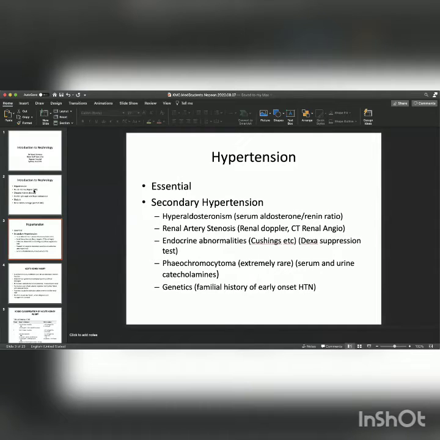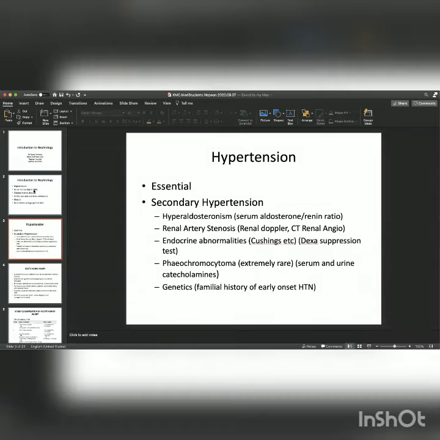I just put one slide for hypertension because even though it's very common, what is more important for us is to understand what is essential hypertension and what is secondary hypertension. Essential hypertension is the most common cause, where as you get older and older, the incidence of high blood pressure increases, and beyond the age of 55 or 60, a fairly significant proportion of the population does have hypertension.